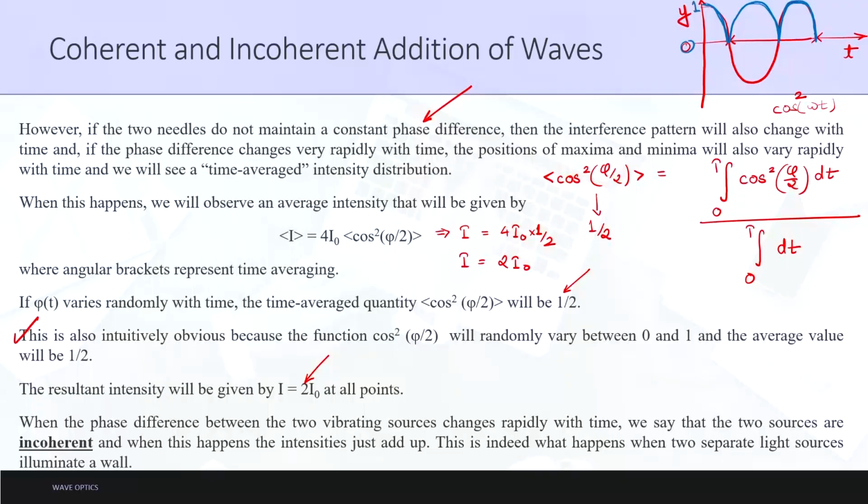So, when the phase difference between two vibrating sources changes rapidly with time, we say that the two sources are incoherent, and when this happens, the intensity just adds up. What does it mean that the intensity just adds up? It is I plus I, which is equal to 2 I naught. So, this is the explanation of this line.